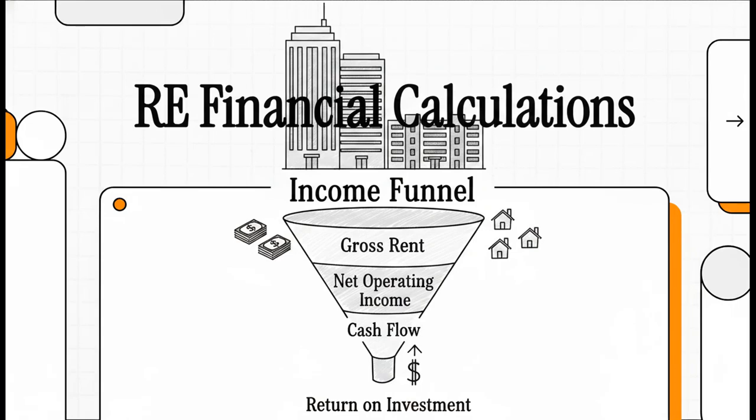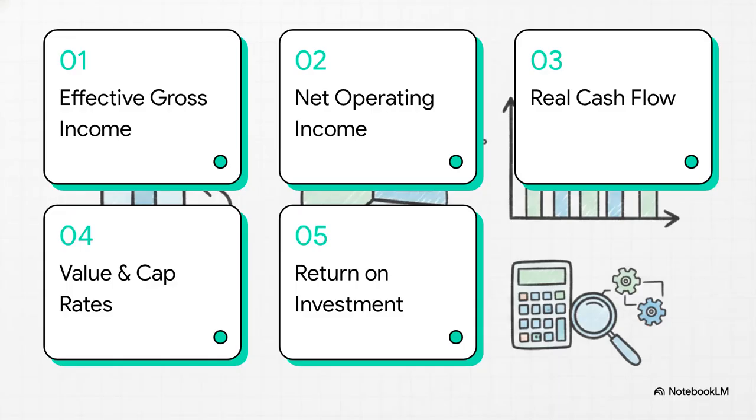Let's jump right into this explainer and decode the actual engine of real estate, the financial metrics. Today, we're traveling down what I like to call the income funnel. We're going to start at the very top with gross rent and then systematically carve that down to the ultimate bottom line, your actual return on investment. Here's our roadmap. We've got finding effective gross income, net operating income, calculating real cash flow, investment value and cap rates, and finally, return on investment.